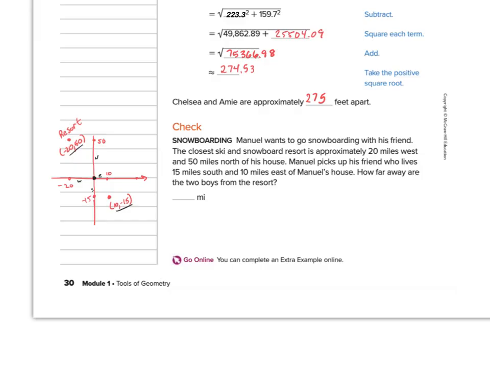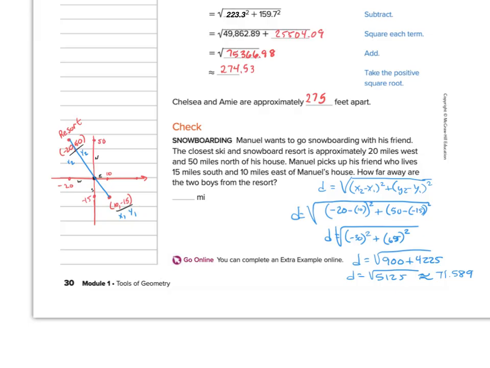And then we came up with another ordered pair of locations, and they want to know how far are the two boys from the resort. Well, when he goes and picks up his friend, we're basically calculating this distance right there. Not drawn to scale, but we have our values. So understanding that if we had x2, y2, we have x1, y1, and then we can use our distance formula to calculate that information.